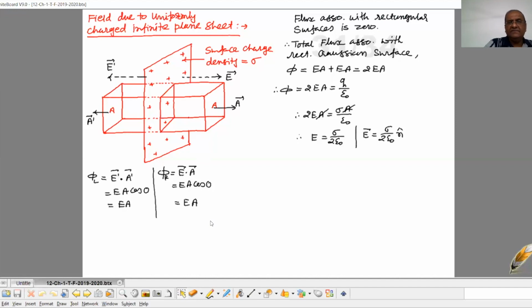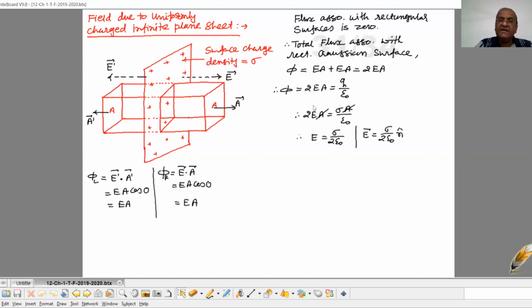It implies that the total flux associated with this rectangular parallelepiped Gaussian surface, phi, equals the flux associated with the left cross-sectional face, EA, plus that for the right side cross-sectional face, EA, and for the sides of this rectangular parallelepiped Gaussian surface, zero. So simply we can write phi equals EA plus EA, that is 2EA.